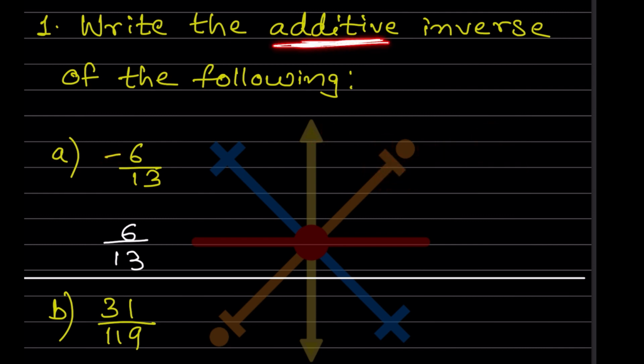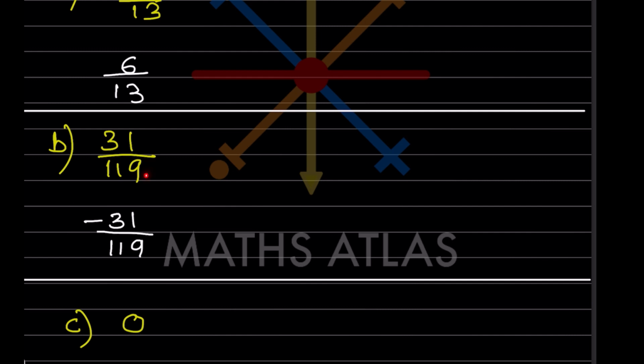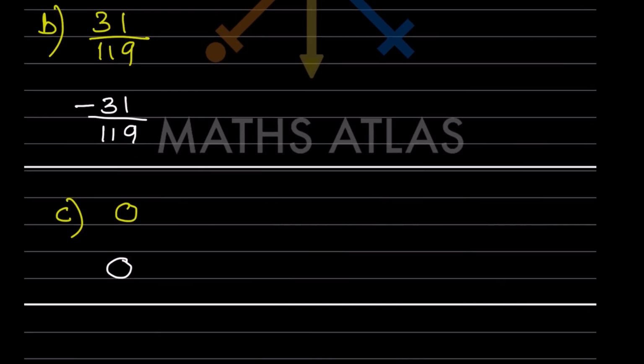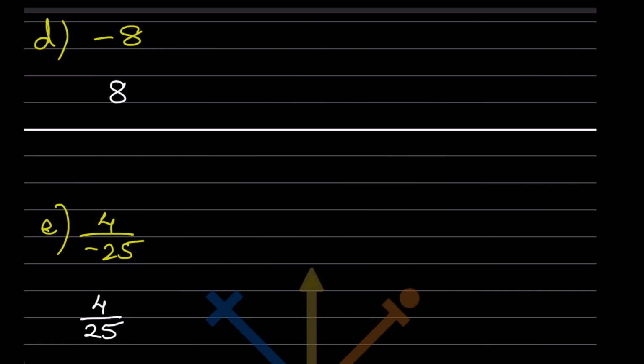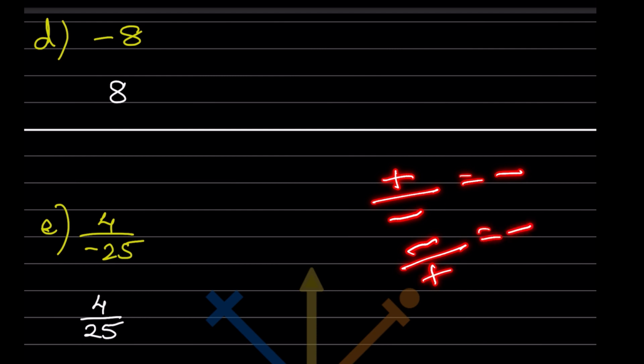So this is important, additive inverse. Here the sign is changed, so that will be 6 by 13. 31 by 119 is actually plus, so it will be minus 31 by 119. Now 0 doesn't have any plus or minus, it is going to be 0. Minus 8 is going to be plus 8. See here, when we write 4 by minus 25, we can also write minus 4 by 25. Why? Because whenever plus is divided by minus, that is minus, and minus divided by plus is also minus. So both ways we can write it.